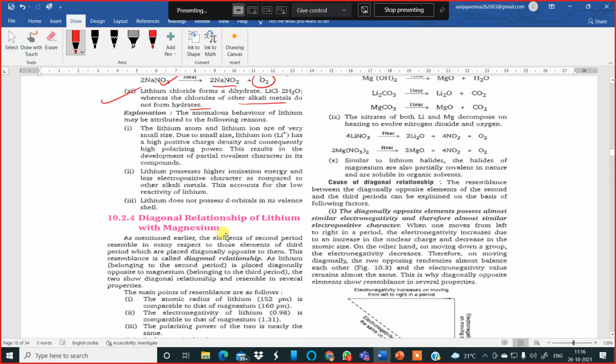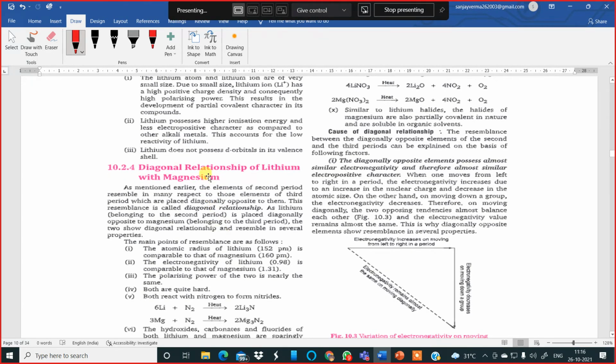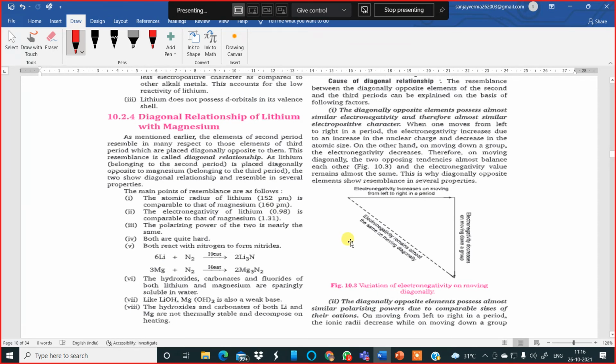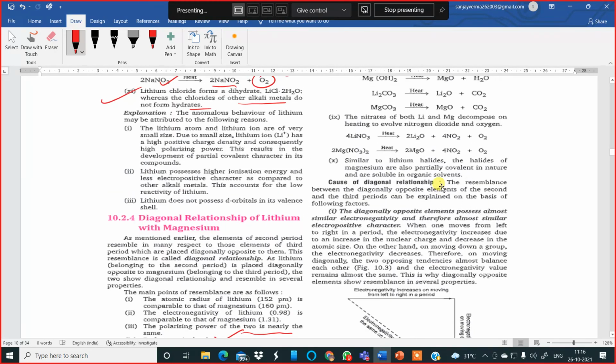After that, we'll be moving to the diagonal relationship of lithium with magnesium. It has been discussed in detail. Comparatively, I request you to learn these equations because of the similar size of the atoms of lithium and magnesium. The polarizing power is nearly the same. Both are equally hard. That's why we have reactions over here. Hydroxides, okay, weak bases, are not thermally stable and decompose on heating. So these are the points which have been discussed indirectly in the previous part.